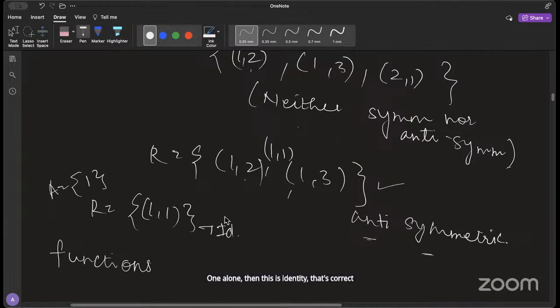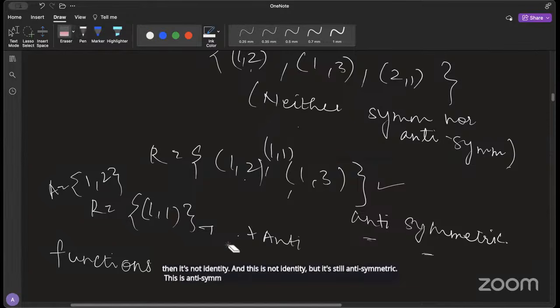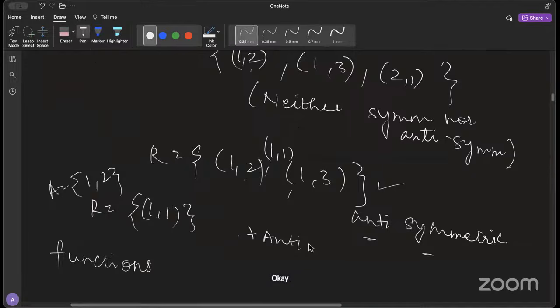That's correct. It's anti-symmetric. If A also contains another element, then it's not identity, but it's still anti-symmetric. This is anti-symmetric either way. Okay, ma'am. Thank you, ma'am.